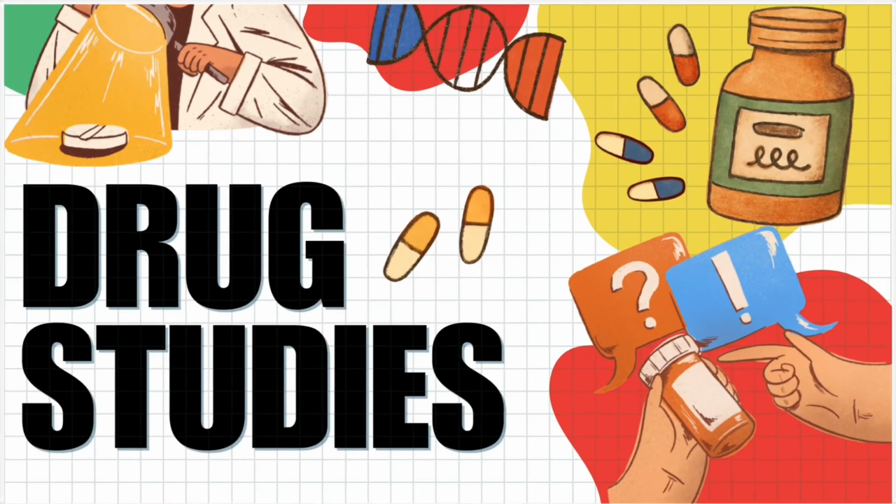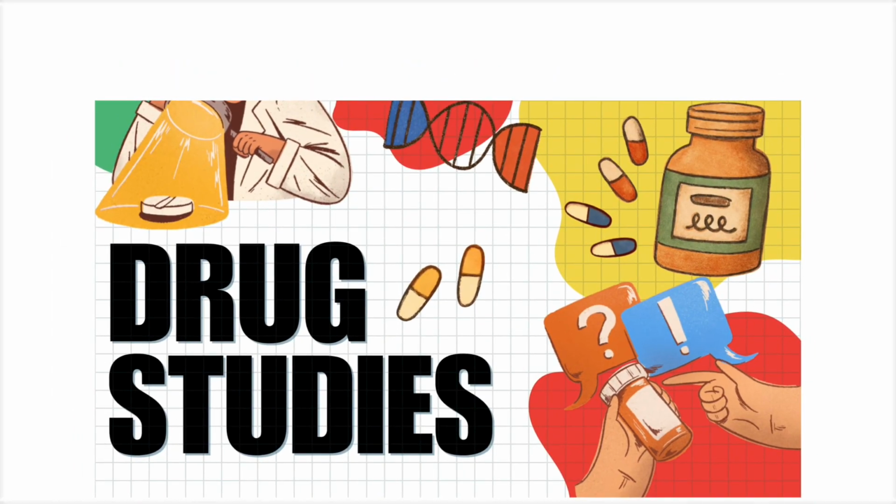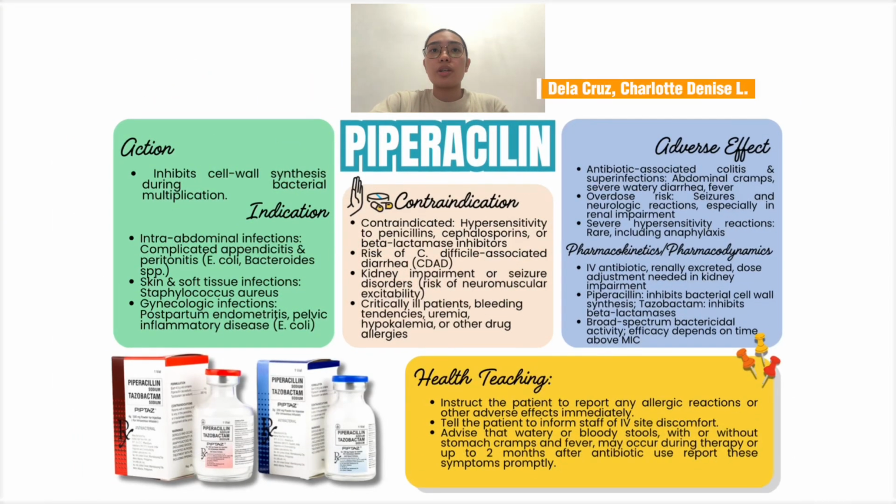Now, moving forward to the drugs prescribed to the patient. So, I will be discussing piperacillin tazobactam. For the mechanism of action, it involves inhibiting bacterial cell wall synthesis during multiplication. Piperacillin works by killing bacteria while tazobactam protects it from beta-lactamase enzymes, making it a strong broad-spectrum antibiotic.